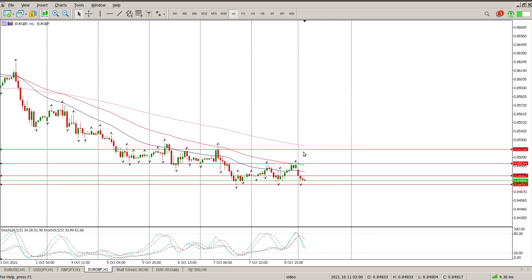So yeah, that's kind of my view at the moment. Probably ranging at the moment, so until it breaks the range I'm not interested in it, but if it does break the range either way, then there are two setups there for the bulls and the bears, so we'll look out for that.